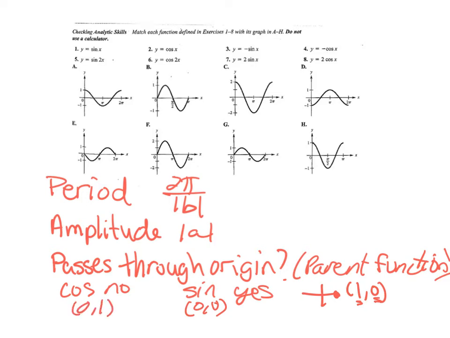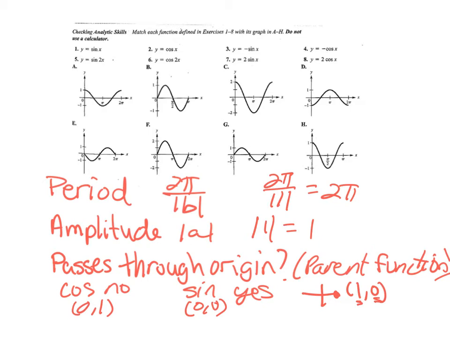Okay, so if I'm looking at number 2, I want the graph of cosine of x. So my a, or my coefficient of my cosine, is 1. So that means my amplitude is 1. My b, which is my coefficient of my x, is 1. So that means my period is 2 pi. My amplitude is 1. And it does not pass through the origin.